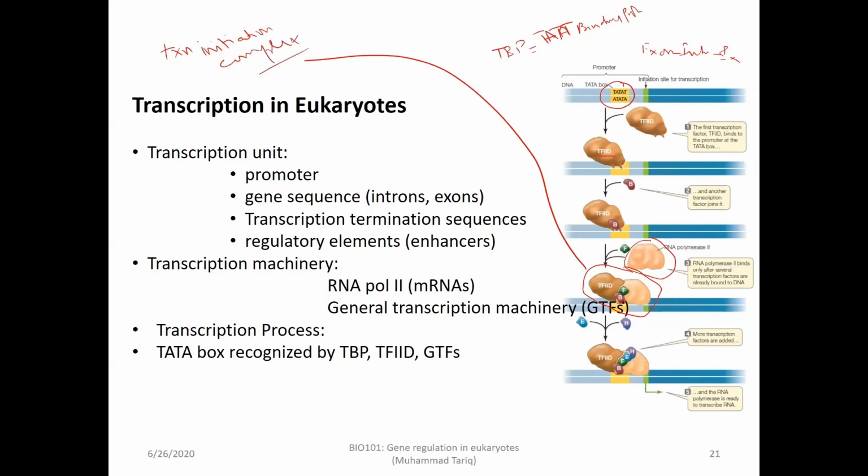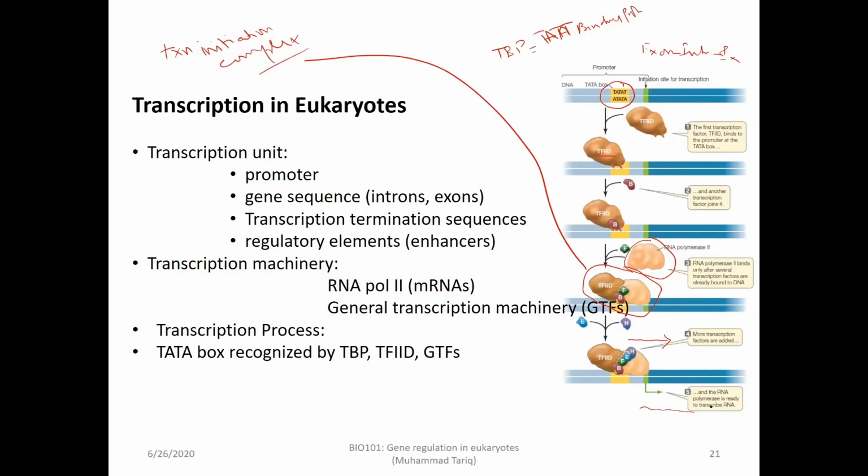The RNA polymerase 2 undergoes some phosphorylations, and then eventually RNA pol 2 starts sliding through the gene body, and they start making messenger RNA. Okay?